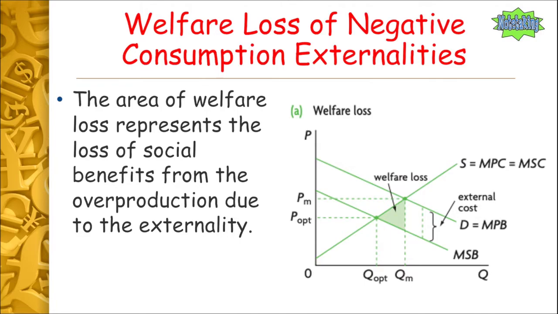Okay, the welfare loss represents the area of the loss of social benefits from overproduction due to the externality involved. What we do to find it is we draw a line from our QM point, which is our equilibrium point, down to the point where P opt and Q opt meet the marginal social benefit curve, and draw a triangle then between the 3 points.